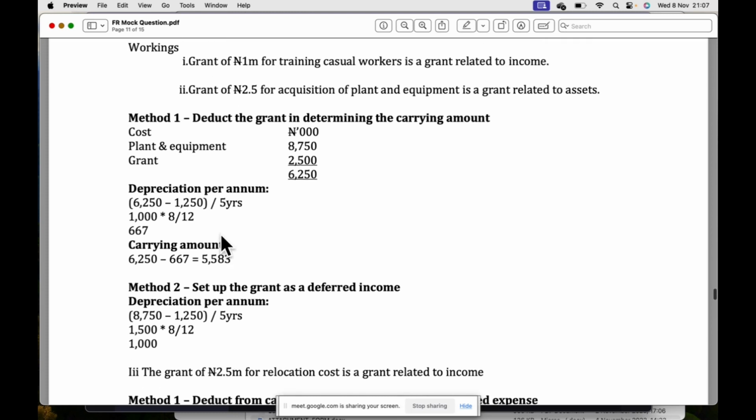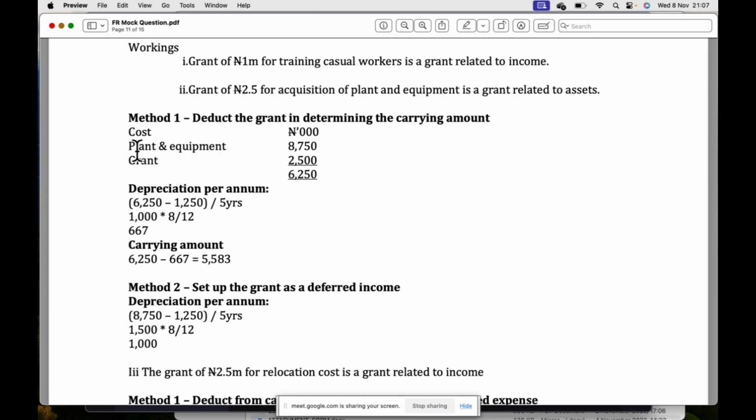So that's for the second one, the one that has to do with grant related to assets. This one requires work in determining the depreciation because each method will give you different depreciation. And this question is asking us for the two methods. That's why we are showing the two methods here.